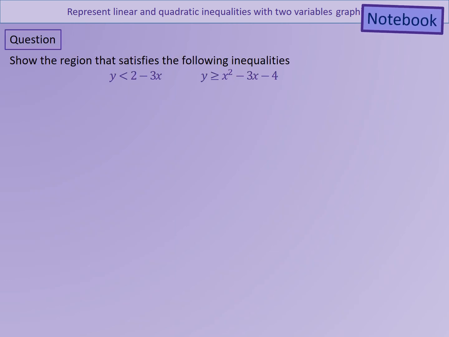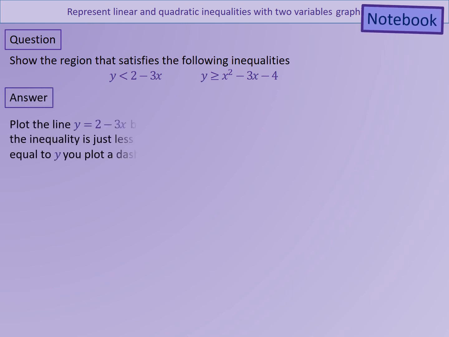Great, so here's a slightly more complex question than the previous slide. What we've got here are two inequalities. One of them is a linear inequality, one of them is a quadratic inequality, and what we're going to do is look at showing the region on the graph that satisfies both. So we shall start by looking at just one of these. So let us start with our y is less than or equal to 2 minus 3x.